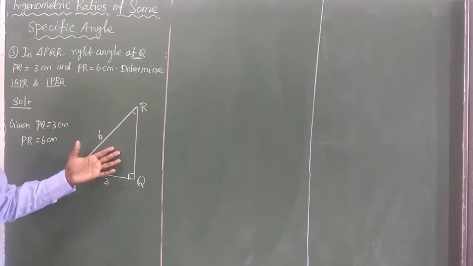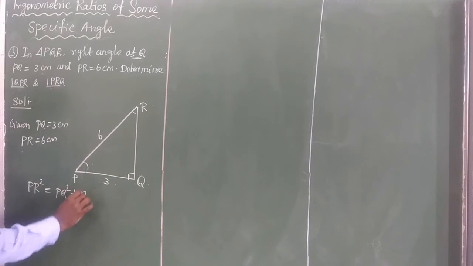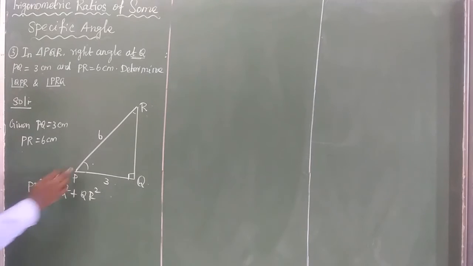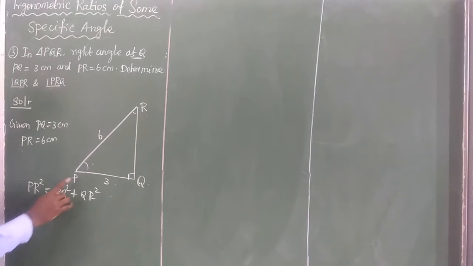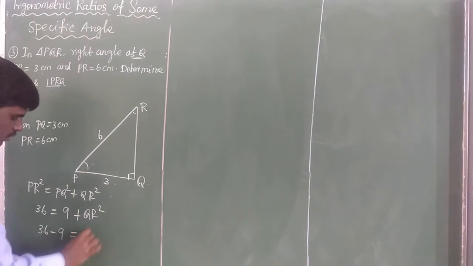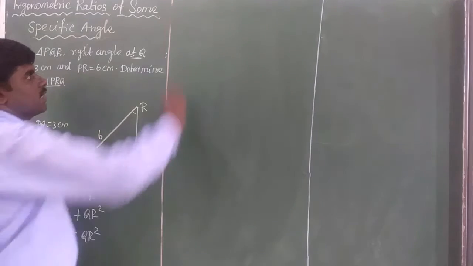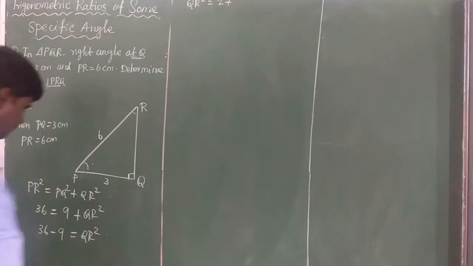Using the Pythagoras theorem, first I will find out the RQ value. PR square is equal to PQ square plus QR square. Here PQ square is equal to 9, and PR square is equal to 36. I don't know the value of QR square, so 36 minus 9 is equal to QR square. Now QR square is equal to 27.